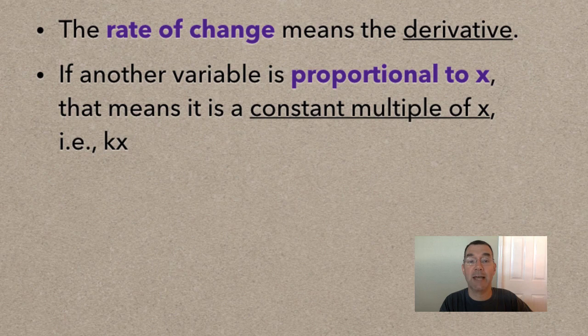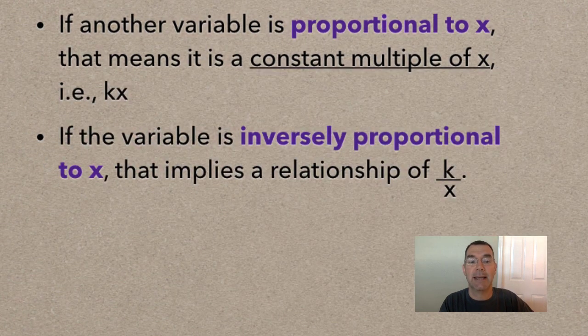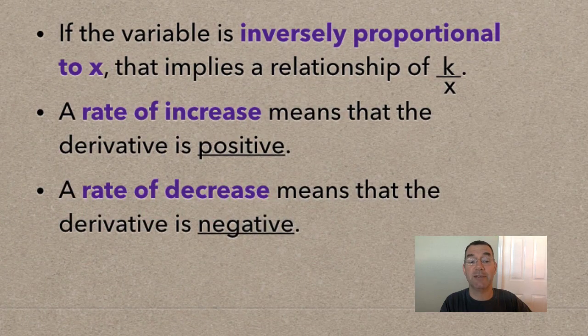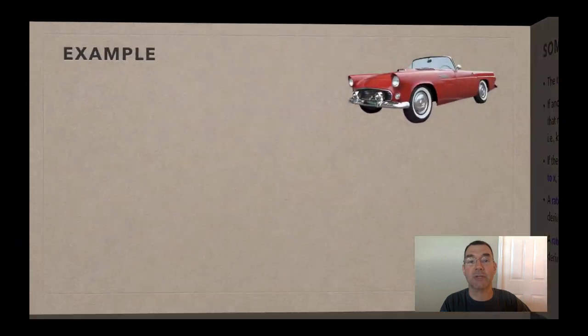The rate of change, as we've talked about, that does mean the derivative. Another definition, if a variable is proportional to x, what that means is that variable is a constant multiple of x. For example, some k times x. And then if a variable is inversely proportional to x, what that means is there's a relationship of k divided by x instead of k multiplied by x. If there's a rate of increase, what that means is the derivative is positive, and if there's a rate of decrease, that means that the derivative is negative. So just some definitions you'll need to know for this unit.